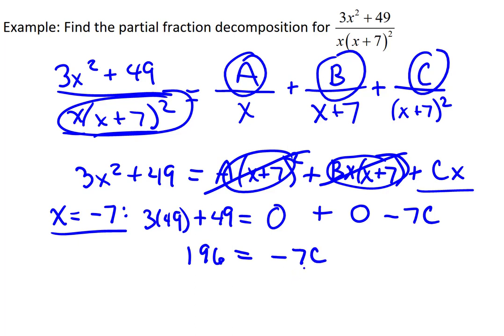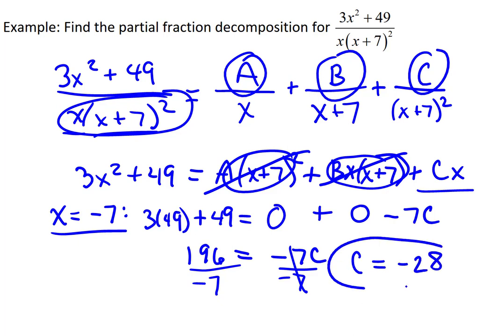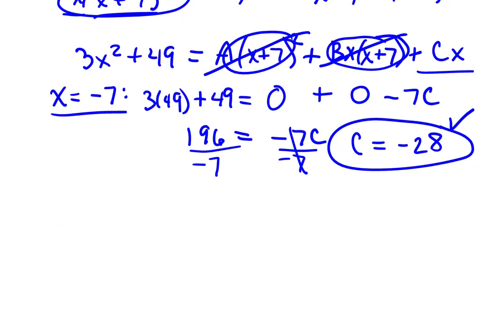And so if we divide by -7 on both sides, we're just solving for c here, then we'll end up with c equals -28. All right, so we found one of our ABC values. That's good news. Now, of course, we have to find the others.